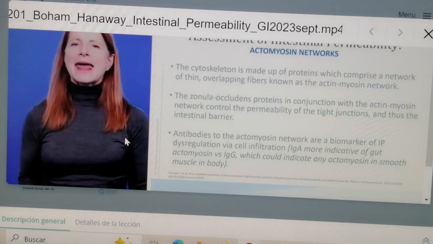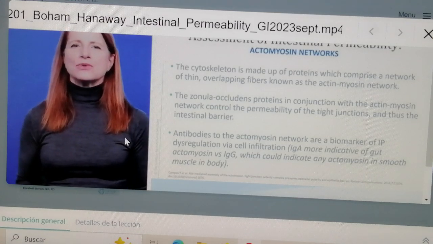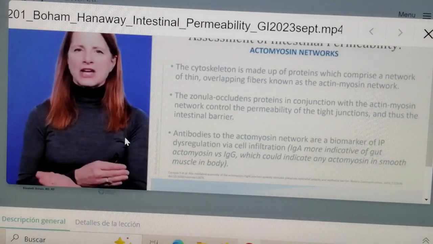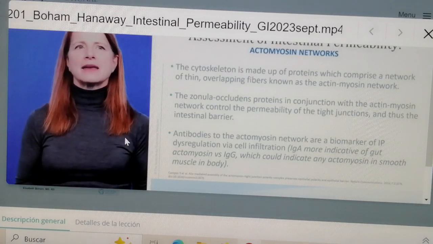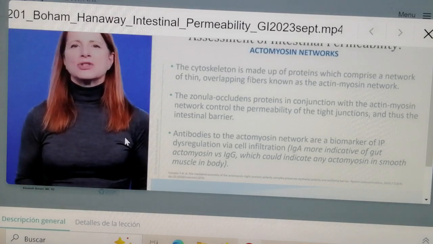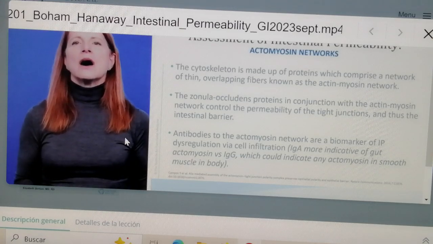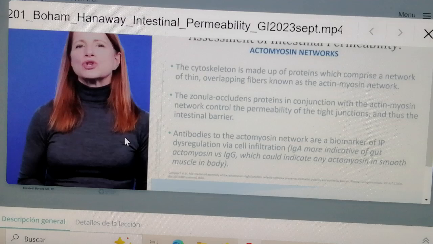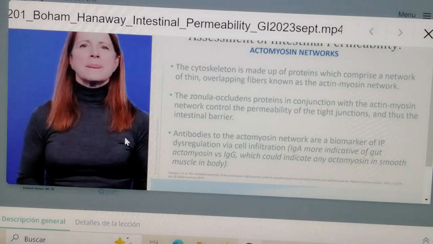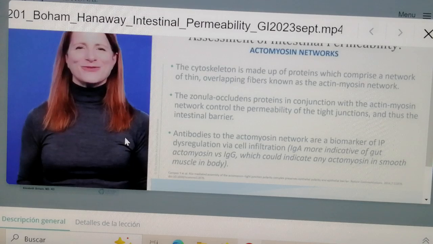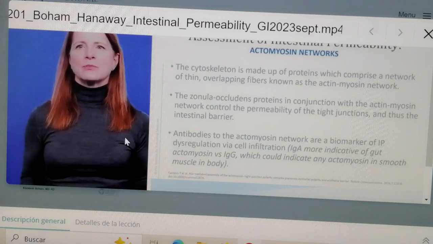In addition, you can look at antibodies against actomycin. Actomycin, remember those red hash marks that were below the villi? I'll show you them in a second. But the antibodies against actomycin can really tell us if there's been a breakdown of the villi and there's increased transcellular permeability. We do know that patients with celiac disease, for example, can often have high antibodies against actomycin.